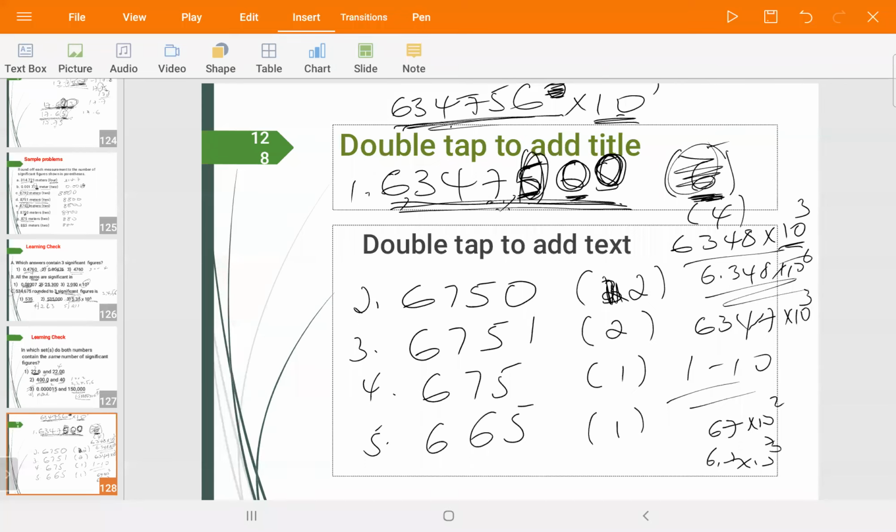68 times 10 to the power of 1. Very good.